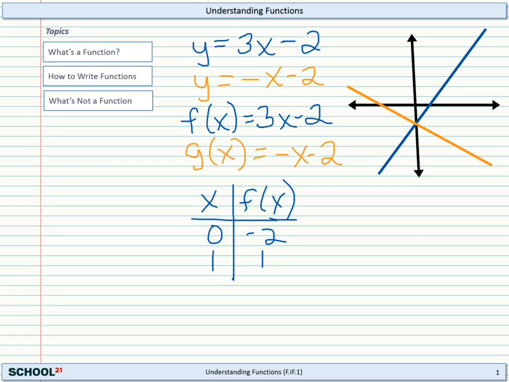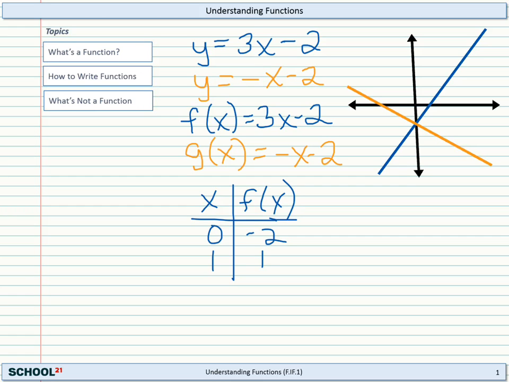Well, for one thing, now we don't get mixed up with two y statements. We can have an f of x statement and a g of x statement. So it avoids some confusion. Another thing that it does is it gives us the ability to talk about what the value of the function is at certain inputs without having to write so much out.